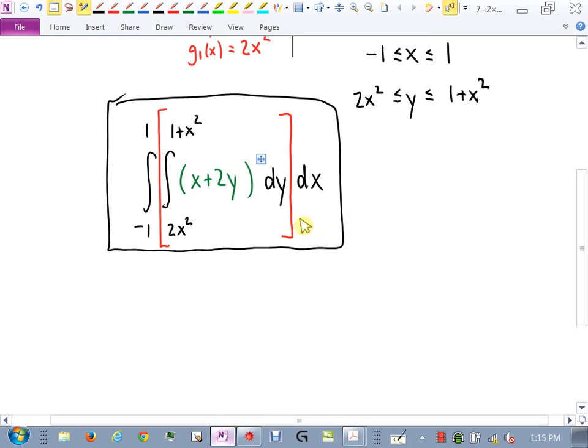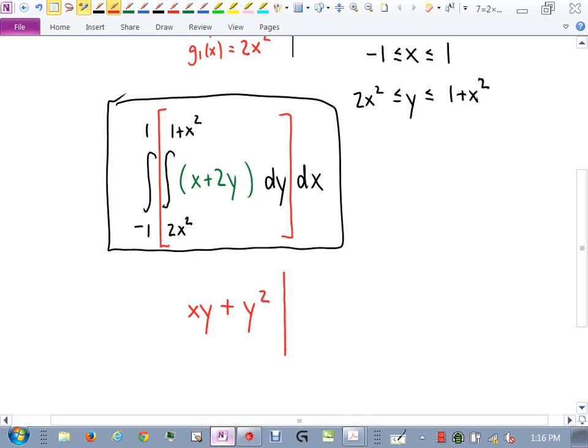If you take the antiderivative of x plus 2y with respect to y, that means treating y as your variable, treating x like a constant, then what is the antiderivative of x? xy. And then plus the antiderivative of 2y with respect to y would be y squared. Now I need to evaluate that at the two limits of integration.